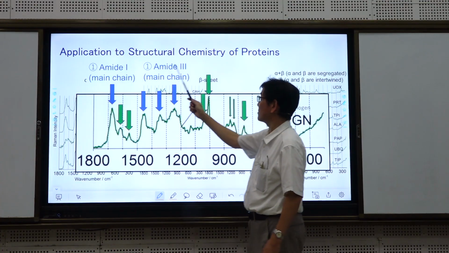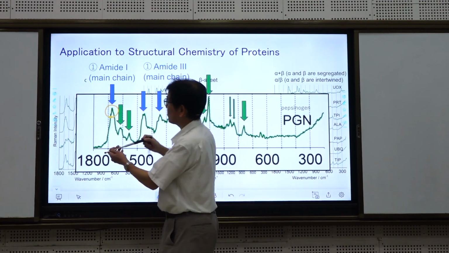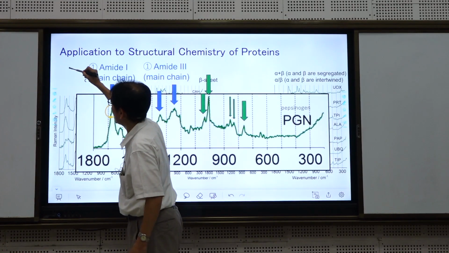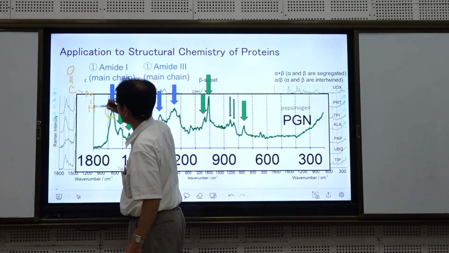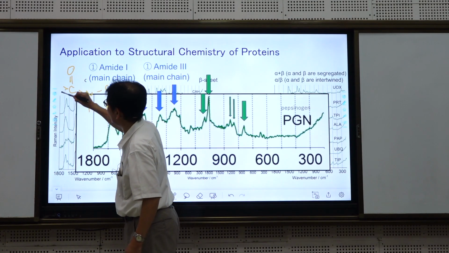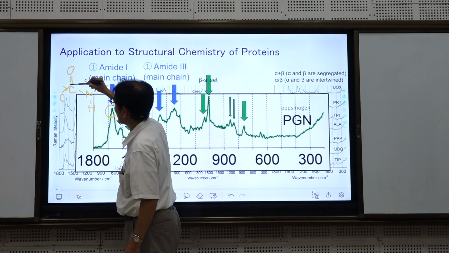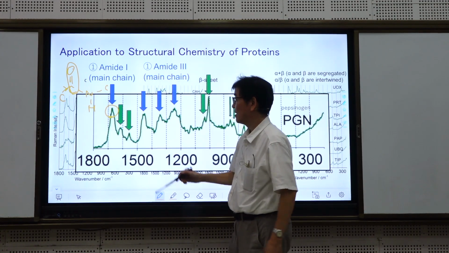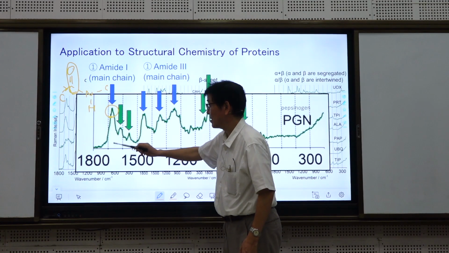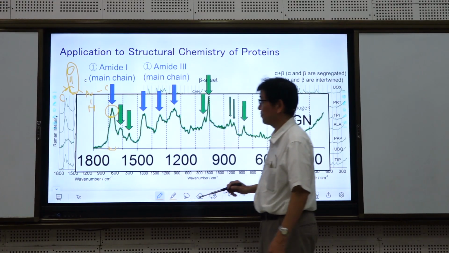There are amide 1 and amide 3. Amide 1 is here. This is the CO double bond stretching. O, C, N, H. And mainly it comes from CO double bond stretching, and it appears between 1600 and 1700.